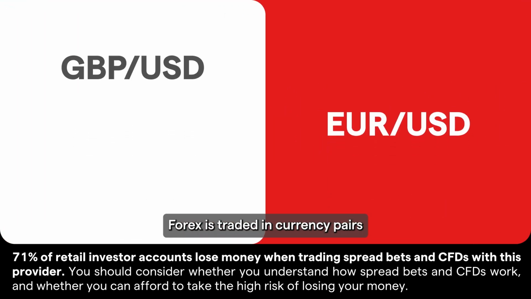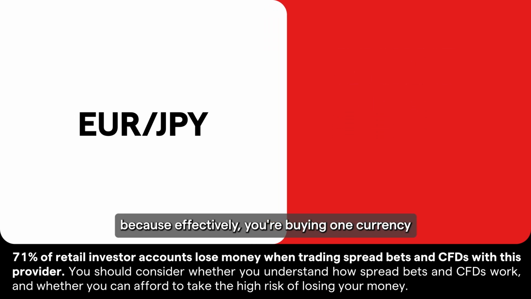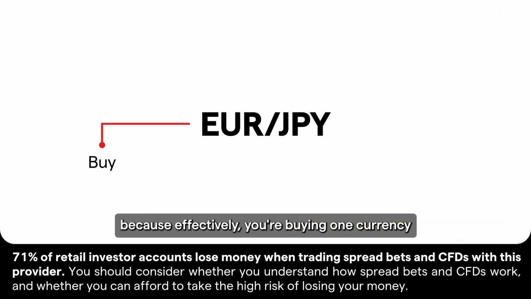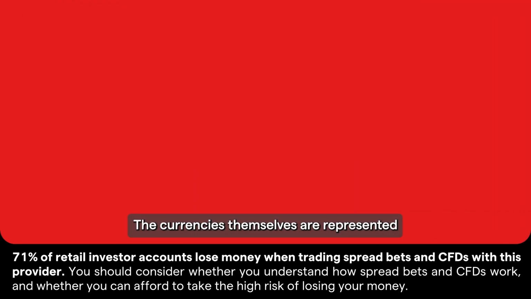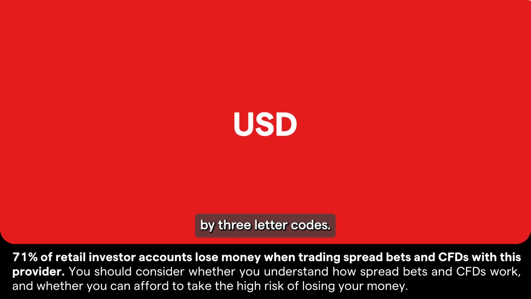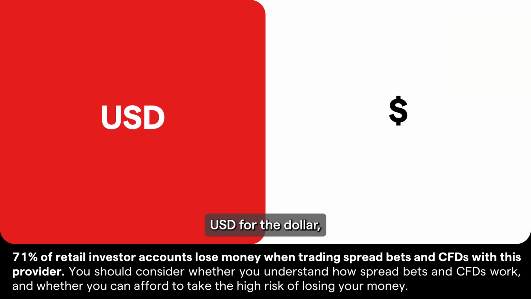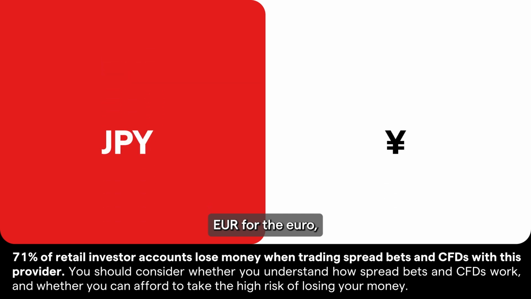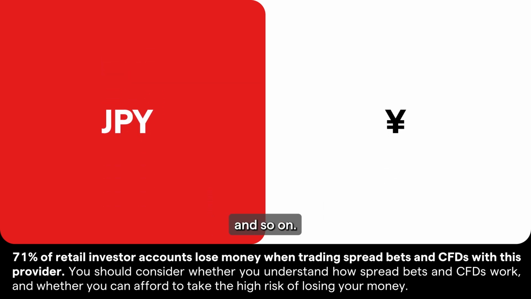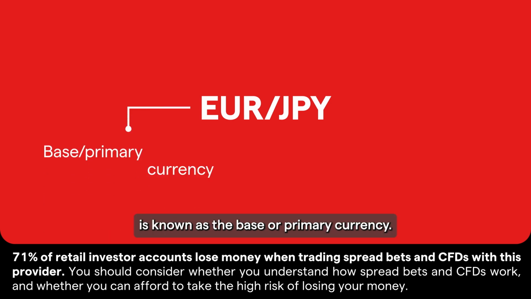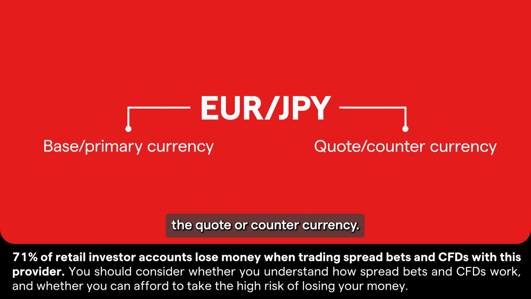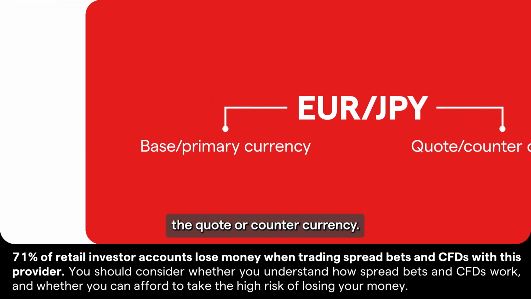Forex is traded in currency pairs, because effectively you're buying one currency and selling another. The currencies themselves are represented by three-letter codes: USD for the dollar, EUR for the euro, JPY for the yen, and so on. The currency on the left is known as the base or primary currency. On the right, the quote or counter currency.